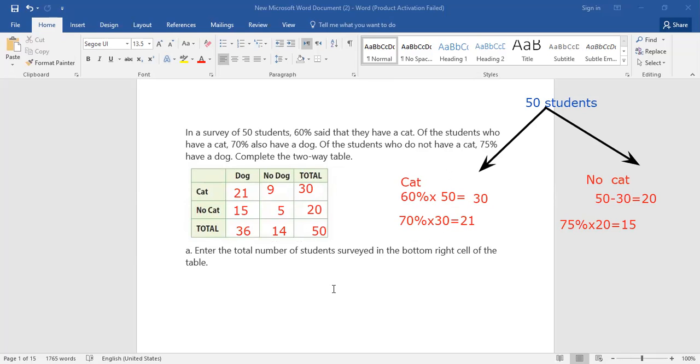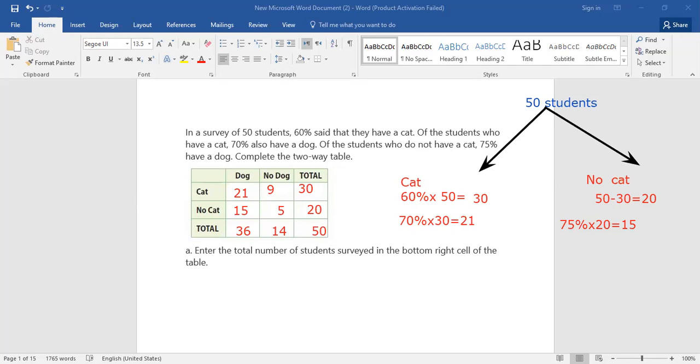I said the easiest way to divide a total number is to divide it into two parts, right? So I have a cat and I have no cat. We started already with 50. Then he said 60% said they have a cat. Then quickly you will divide your answer into two branches. The first branch: they have a cat. The second branch: don't have a cat. Then 30 have a cat, which means the rest have no cat. Then 50 minus 30 will be equal to 20.